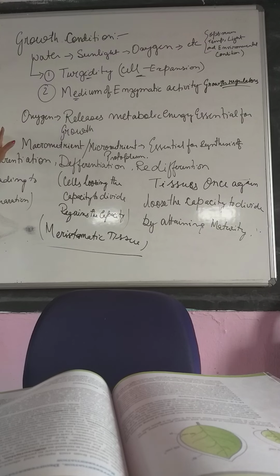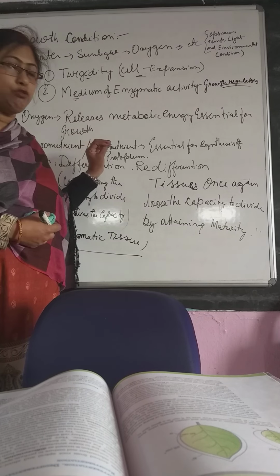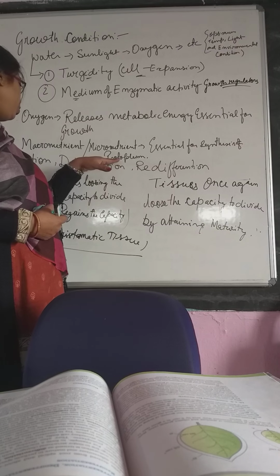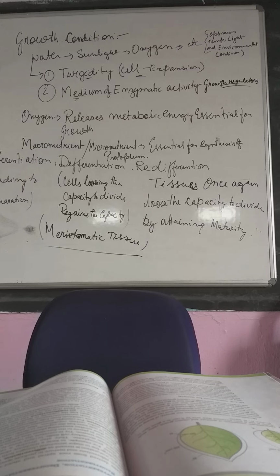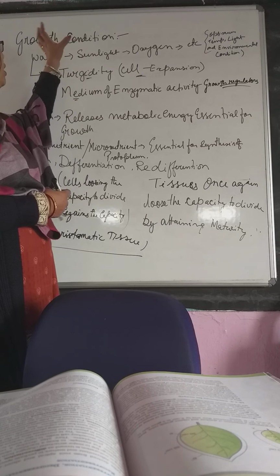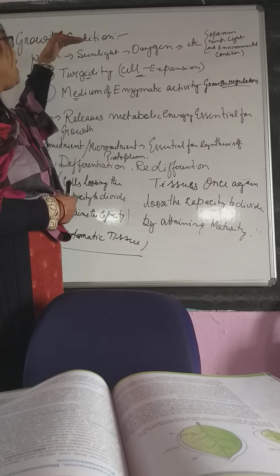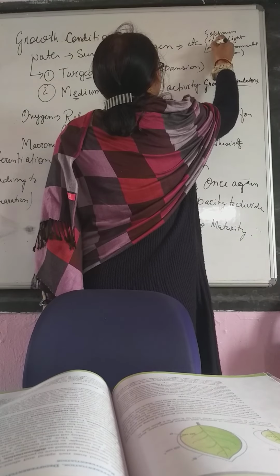Okay. Now after oxygen, we come to micronutrients and macronutrients. That means these are food particles. This is essential for the synthesis of protoplasm. Now after water, oxygen and nutrients, there are certain other factors that are also required for the optimum condition for growth. Now what are they? See, optimum temperature.